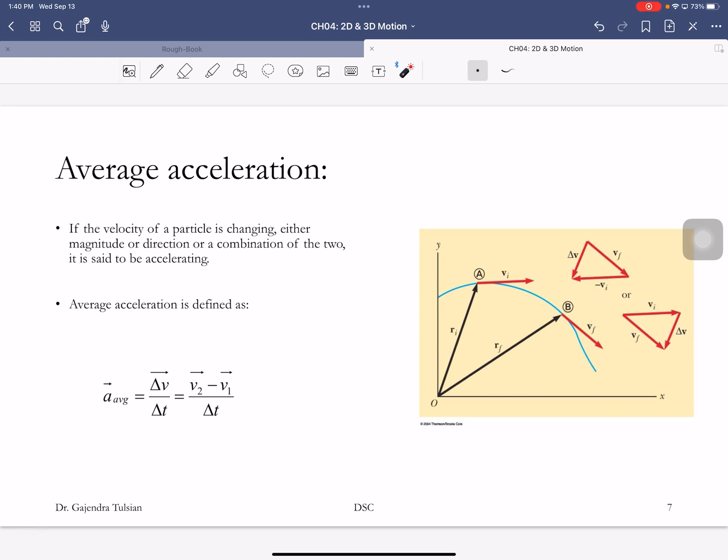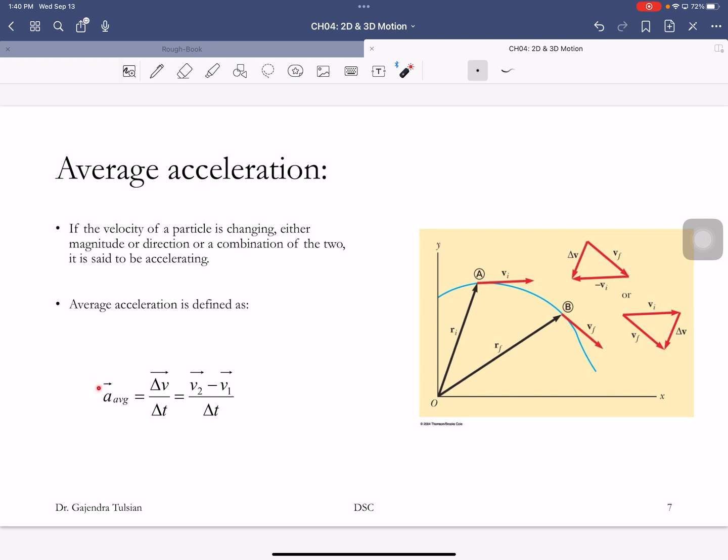We'll do an example in a second. Okay. Average acceleration. Again, when is it that you accelerate? When do you have acceleration? Is it when your velocity changes? When your velocity is changing, that's when you're accelerating. Okay. If your velocity does not change, you're not accelerating.